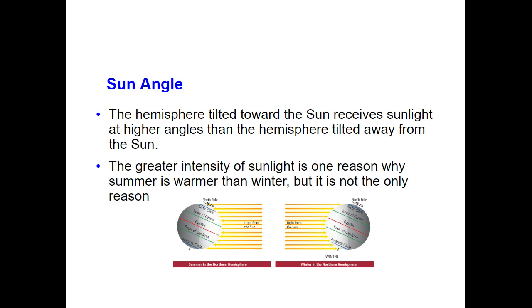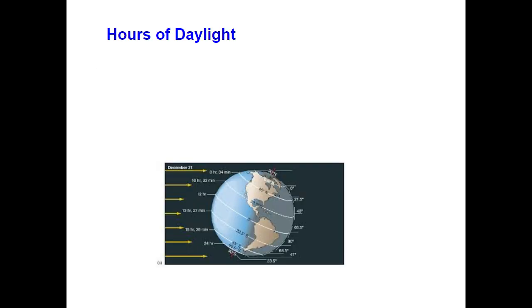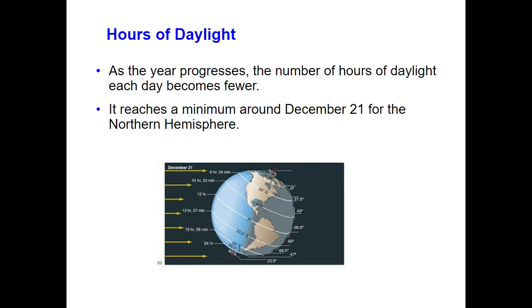So the greater intensity of sunlight is one reason why summer is warmer than winter, but it's not the only reason. As the year progresses, the number of hours of daylight becomes fewer. It reaches a minimum on December 21st in the northern hemisphere, which means it's a maximum in the southern hemisphere.